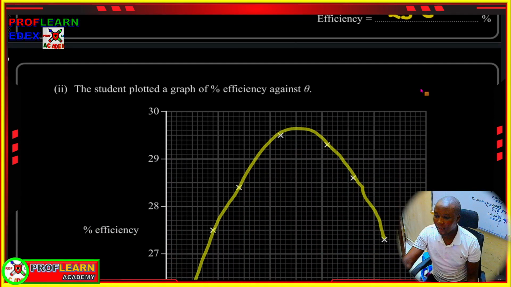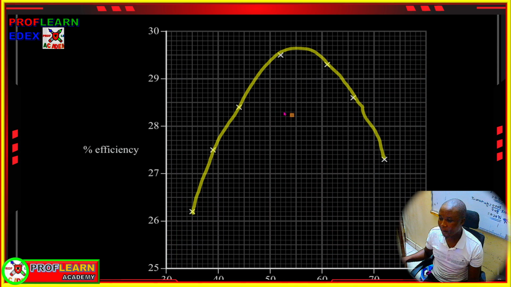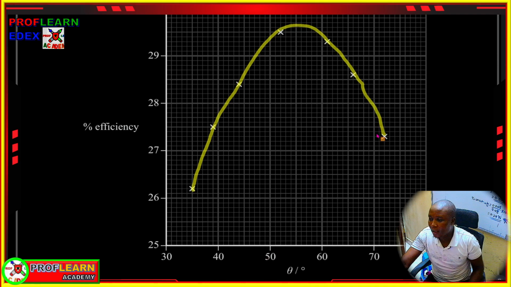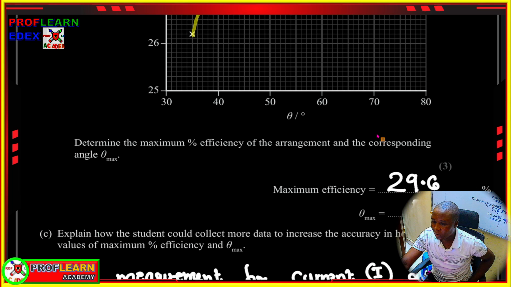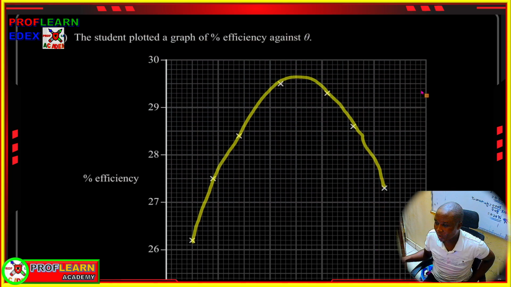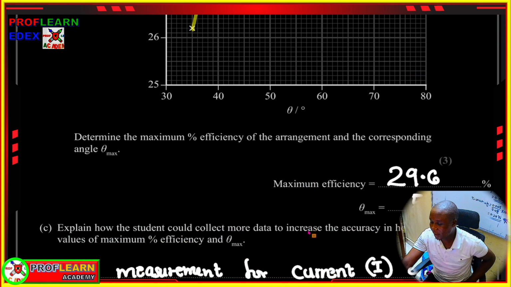The student plotted a graph of percentage efficiency against the angle, and we see that when I drew the graph it became like that. We are supposed to determine the maximum percentage efficiency and the corresponding angle. So the maximum percentage efficiency you read at the peak. You read the value here, and then you read the corresponding angle down there, and you can see the angle is around 55 and the efficiency is around 29.6.